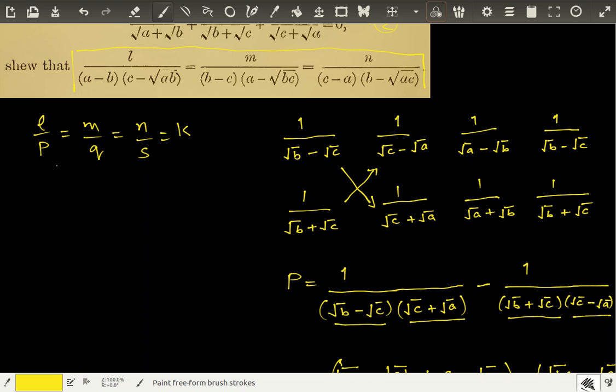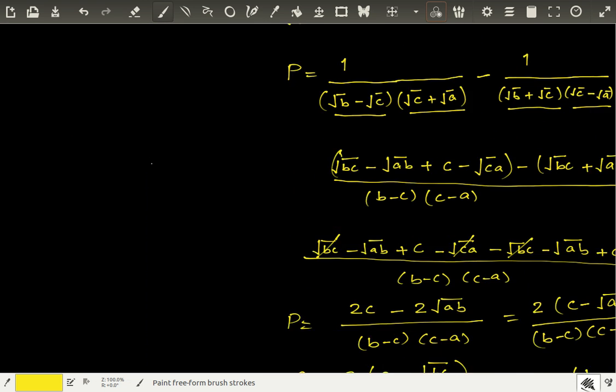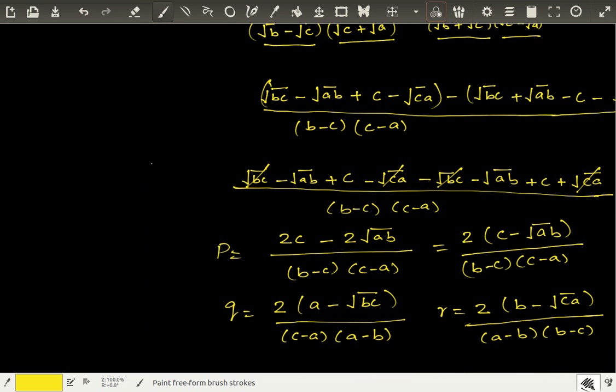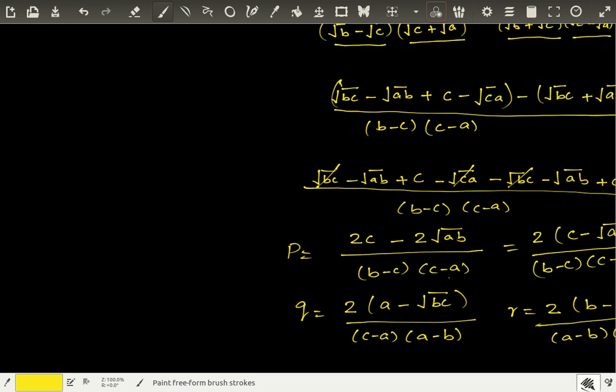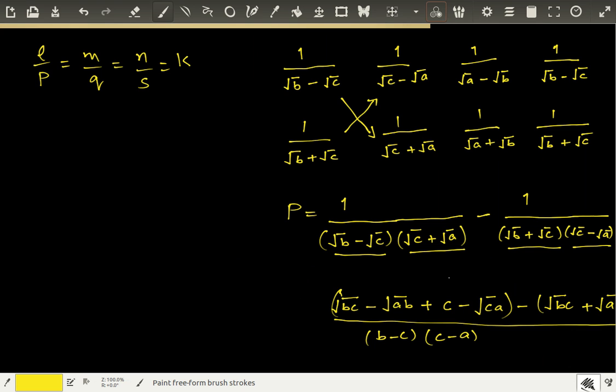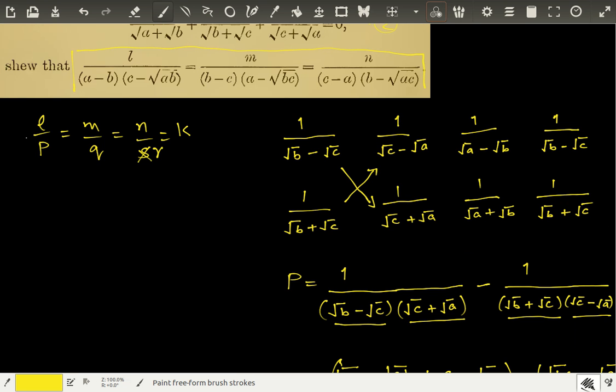So now we know the value of p, q and r. I'm sorry, over here I think I have called it s. So instead of s, let us call it r. Okay. Now what is it that we want to prove? We want to prove that l over a minus b divided by c minus root ab is equal to m over b minus c divided by a minus root bc.